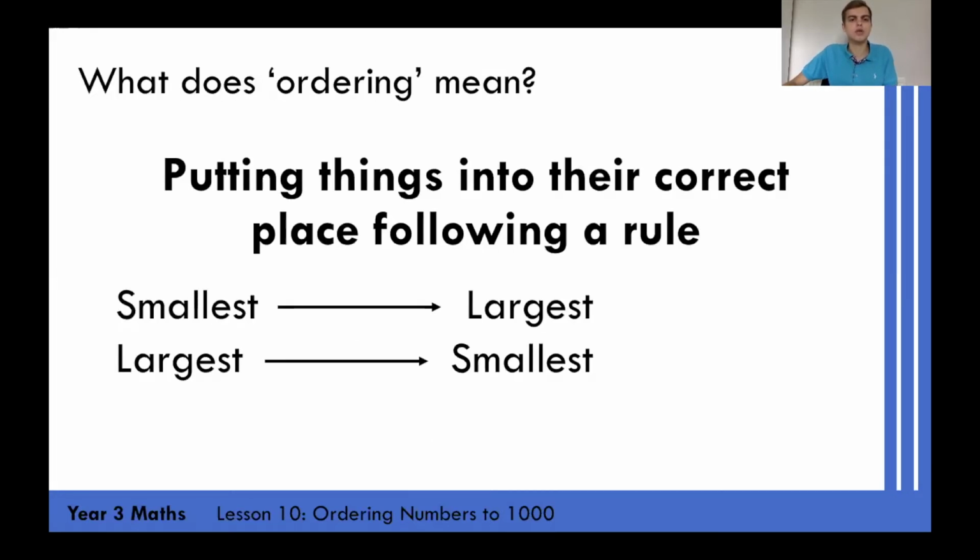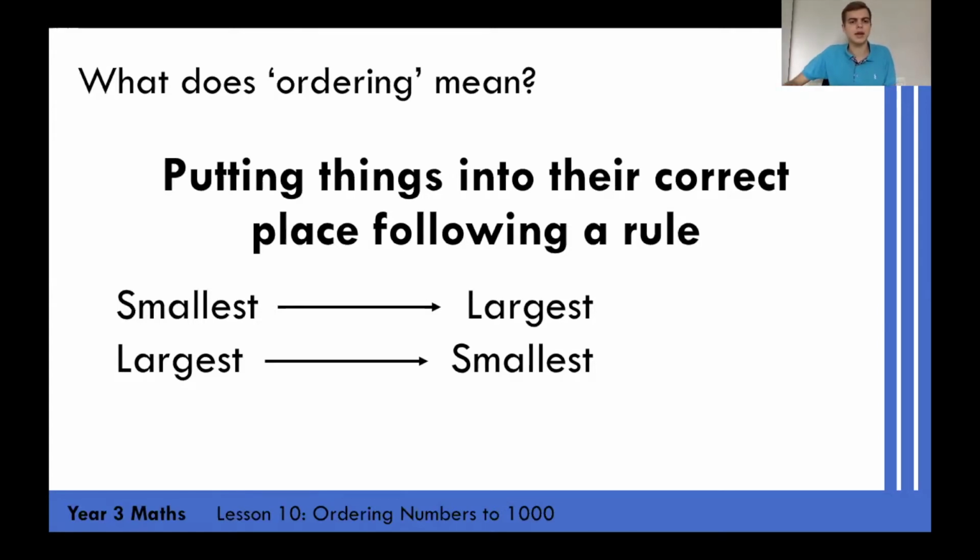So what does ordering mean? It means putting things into their correct place following a rule. So the rule might be to put things from the smallest one to the largest one, or it might be to order things from the largest one to the smallest one. You might order things at home. You might put things in order. I know in my classroom, we have a timetable and it tells us the order in which we're going to do things in the day. First, we do the register, then we do English, then it's break time. And we put them in an order.